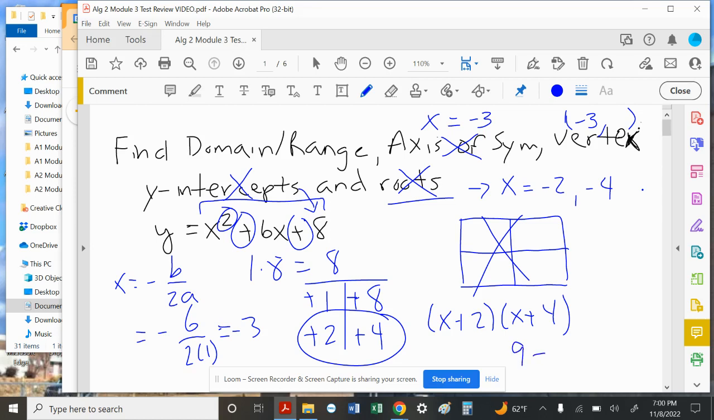Minus 6 times 3, which would be 18, because it's a -3 plus 8. So that's 17 minus 8, which is -1. Took care of my vertex. And now I just have to figure out the domain and range.